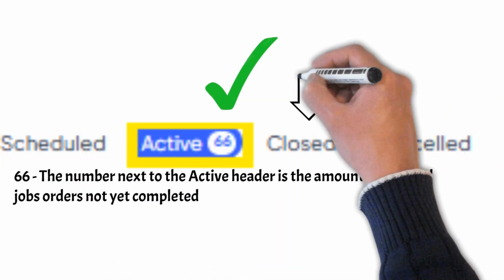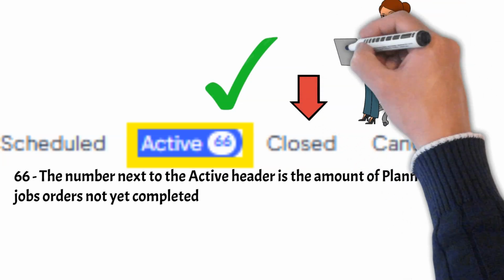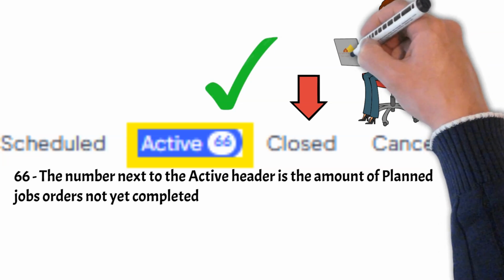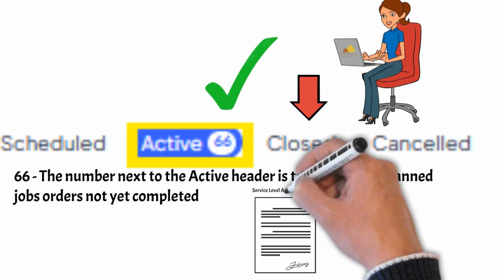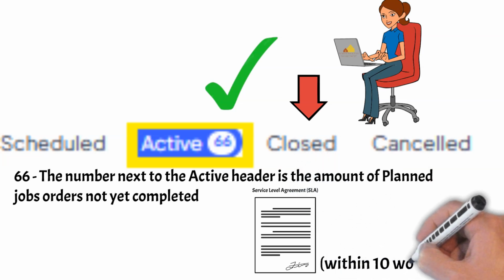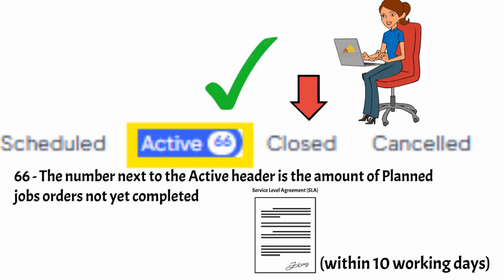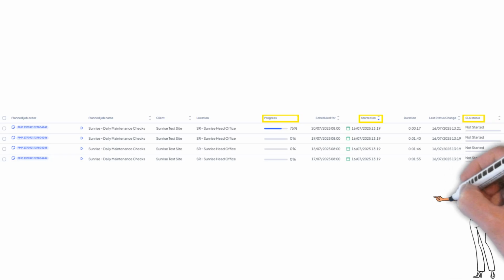The Sunrise compliance team will only move a job into the Close section once the visit has been completed and all paperwork has been received. The Service Level Agreement, SLA, for all paperwork and certification to be received by Sunrise from you is 10 working days. The Active page is very similar to the Scheduled page, with a few subtle differences.